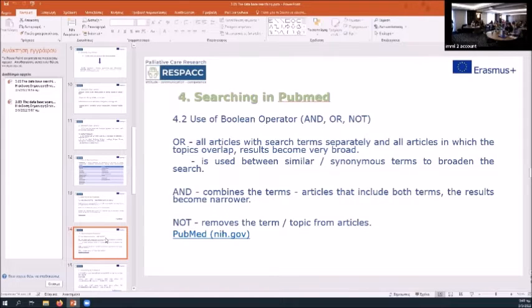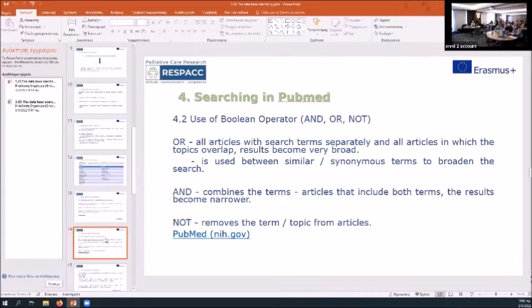So what is this doing? It's really broadening our research. Then we have the other operator, which is called and. That means if I put cancer pain and analgesics, it will give me the articles that have just cancer pain together with analgesics. So it's basically narrowing down my search.